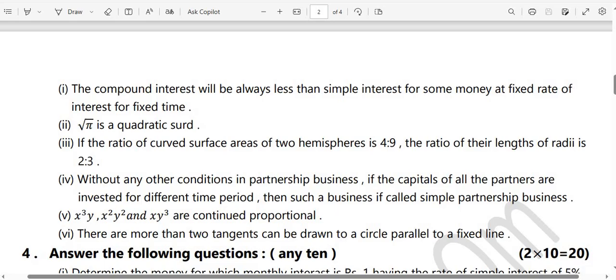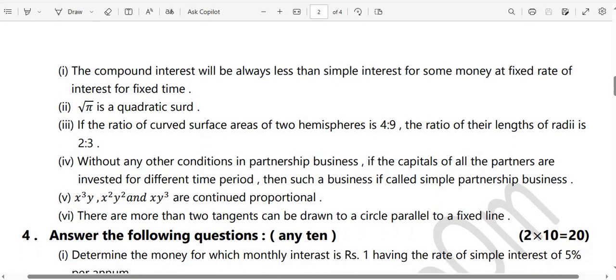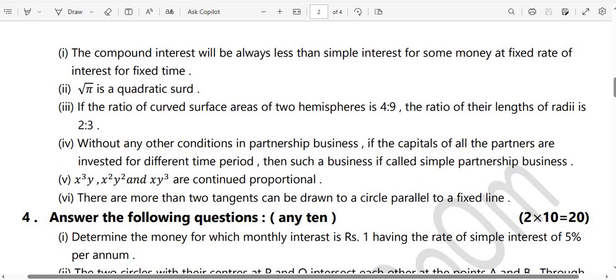Question number 4. Without any other conditions in a partnership business, if the capitals of all the partners are invested for different time periods, then such a business is called a simple partnership business. Question number 5. x to the power 3 y, y squared, x squared y squared and x y to the power 3 are continued proportional.